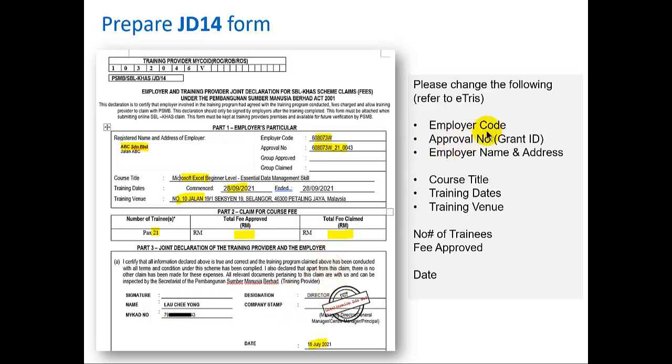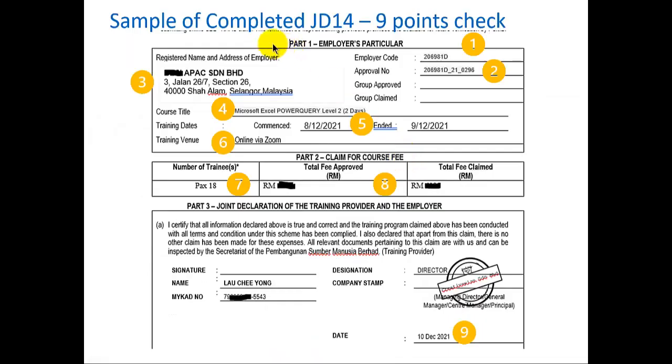Before you go to your client's place, whether it's offline or online, you need that. So that is a sample of a completed form. You have all the codes there, and you have all the information.